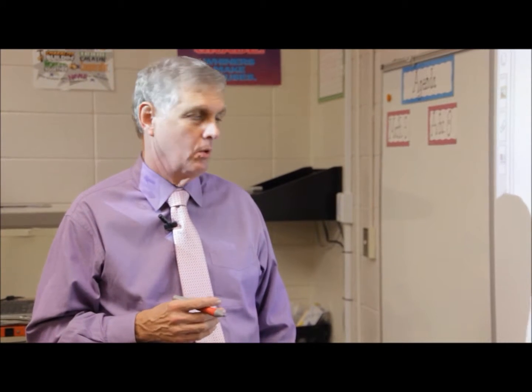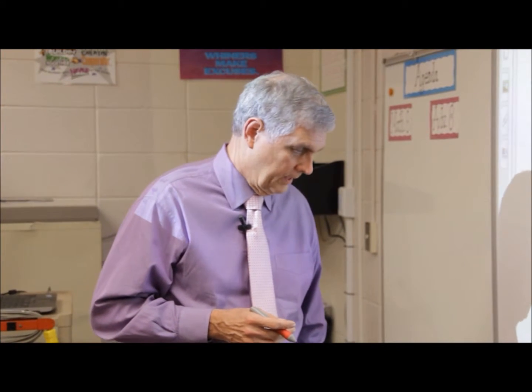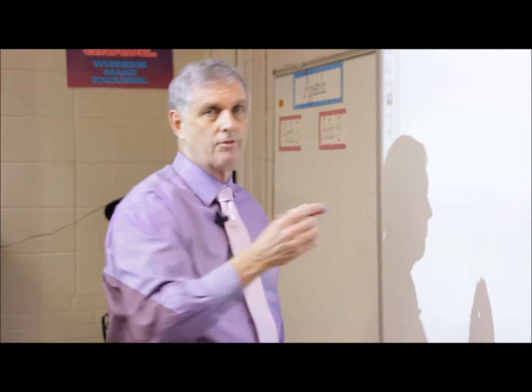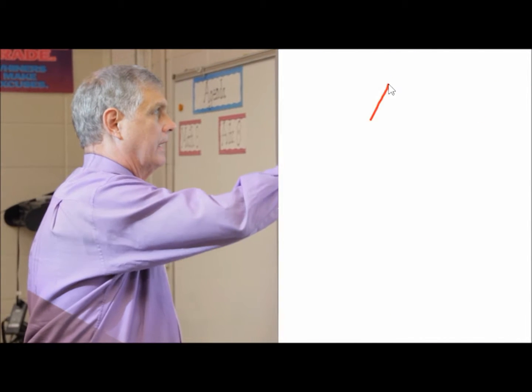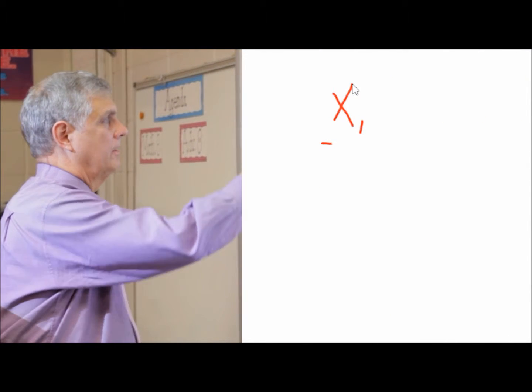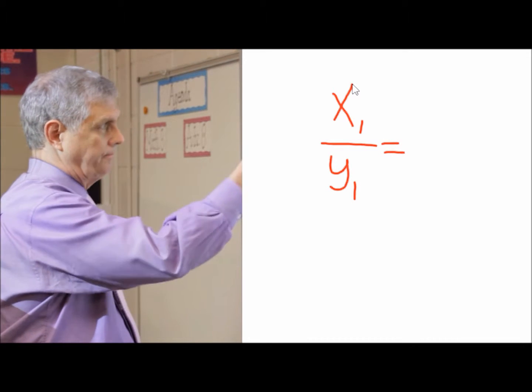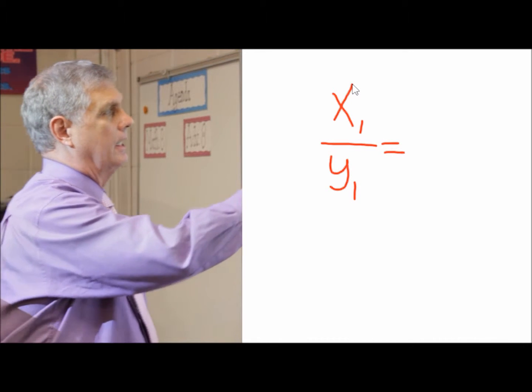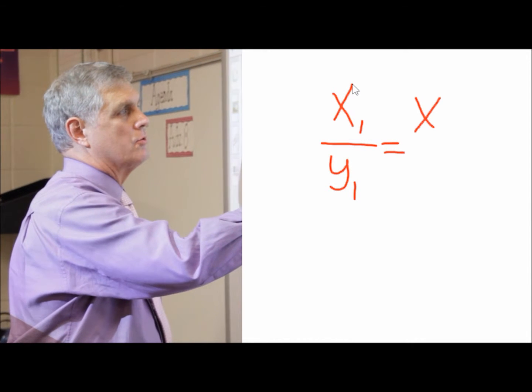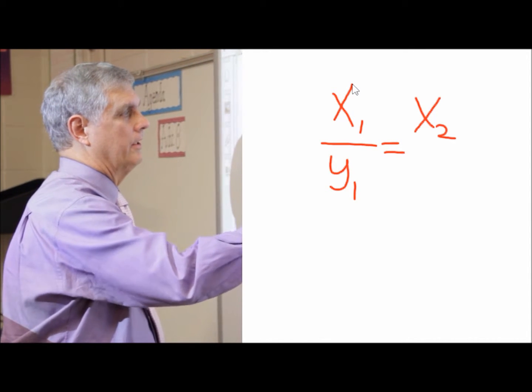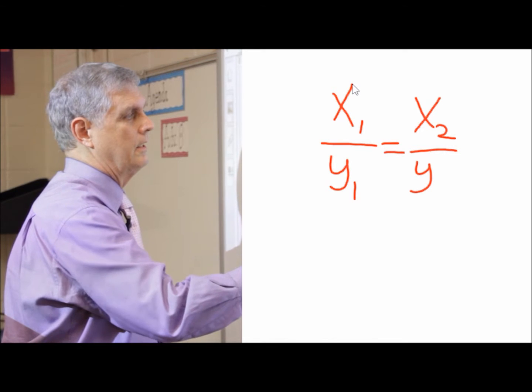Okay, let's take a look at proportions now. As I mentioned earlier, proportions are when you set two ratios equal to each other. So you'll end up with, let's say, and I'll use just variables here to show you that it can be anything, we'll call this x1 and this y1. And it's going to be directly proportional in this case here to these.